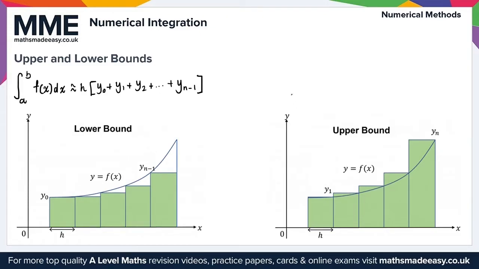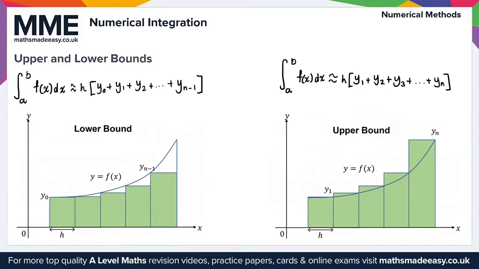And the formula here, again, looks very similar. This is the integral from a to b of f of x with respect to x. And this is approximately h times y1 plus y2 plus y3 all the way up then to yn.